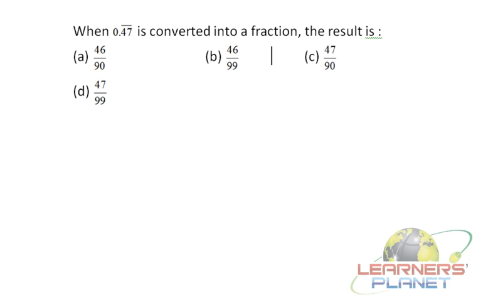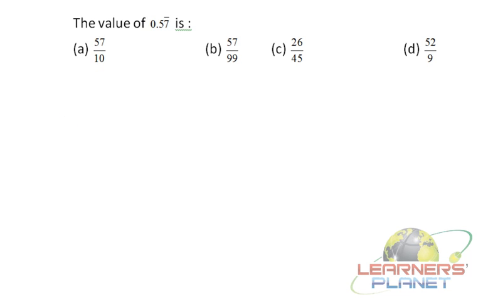Further, here the bar is over 2 digits, that is 47, so it will be 47 by 99. No need to calculate. Now let's see this problem. The value of 0.57 bar. Here the bar is only on 7. The number is like this.